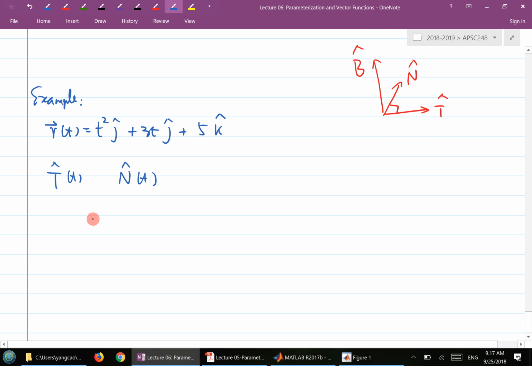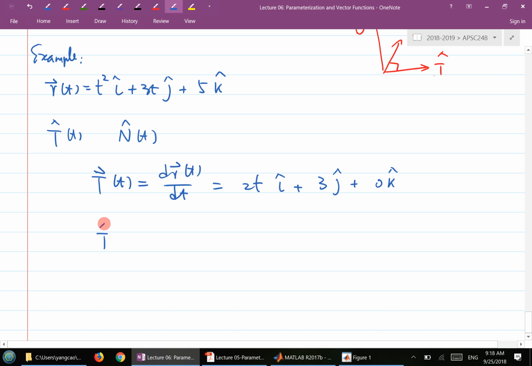To get the t hat, I need to know the tangent vector first. And the tangent vector is just a simple derivative of the vector function r, and that gives us 2t i hat, 3 j hat, and then plus 0, because this is 5 here. That's pretty straightforward. And then I'll calculate the unit tangent, which is the normalized version of that.